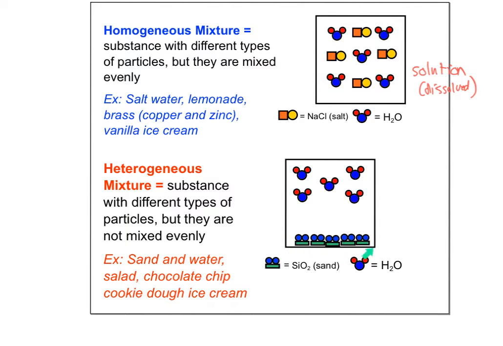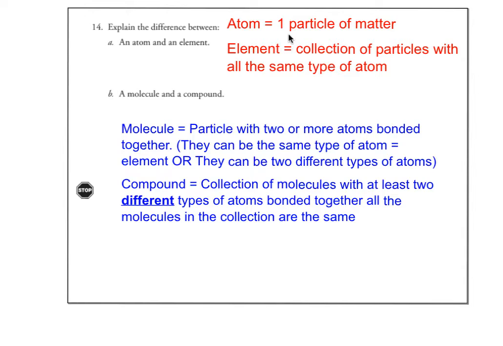So the sand particles are at the bottom, the water's on the top. You can clearly see there's two different substances. Just some vocab issues that kids often struggle with. What's the difference between an atom and an element, right?